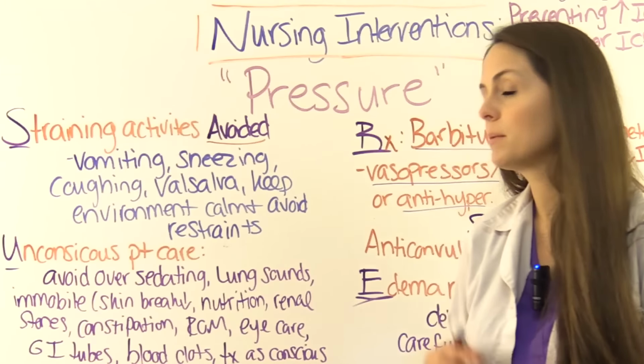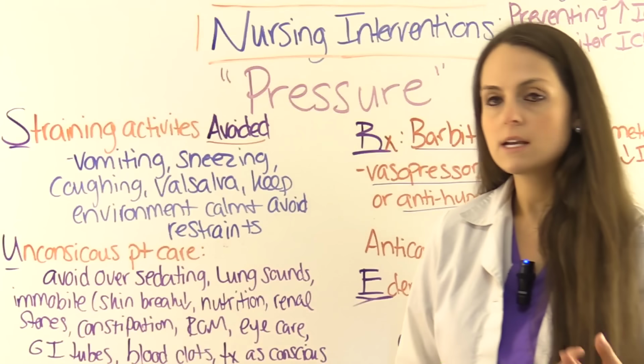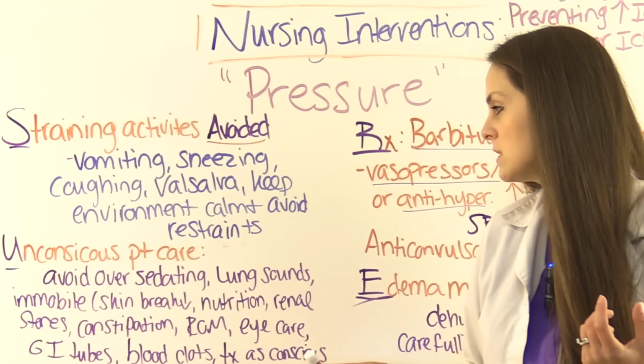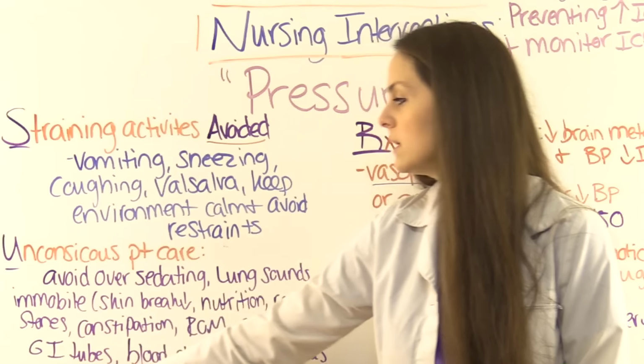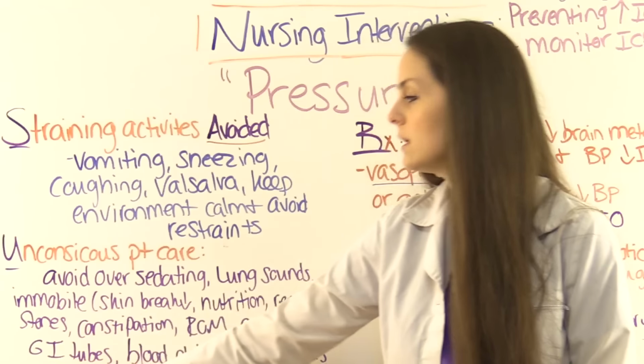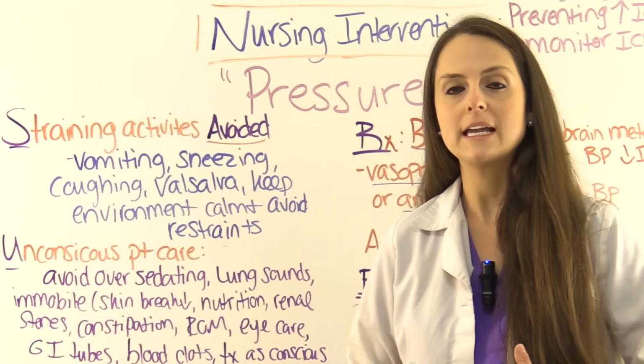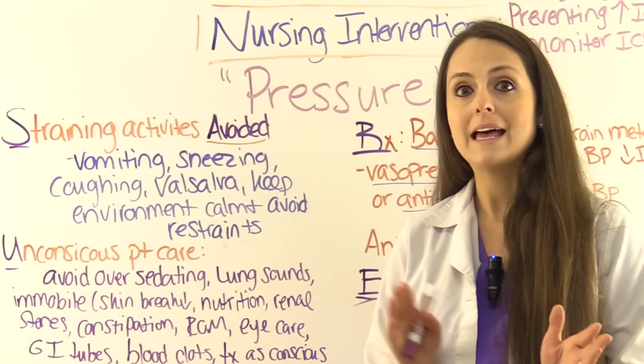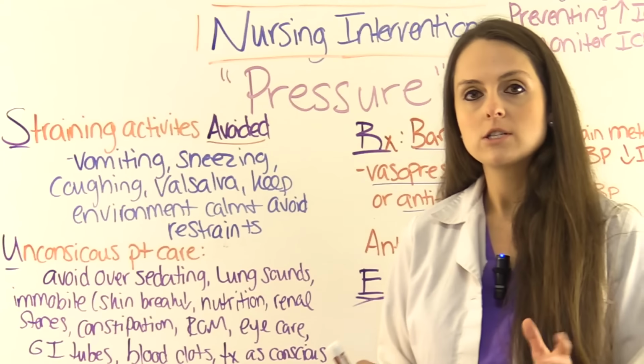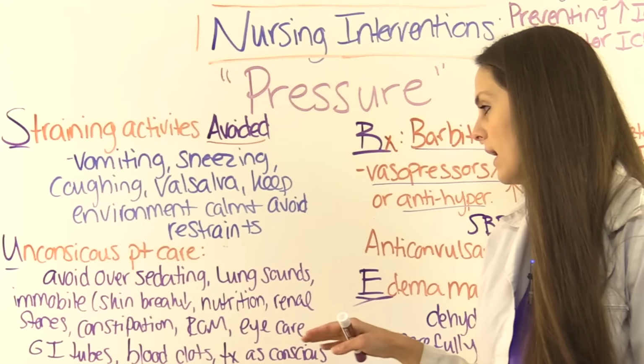And they're going to be immobile, so they're at risk for skin breakdown. Their nutrition is at risk, so they'll probably have a GI tube where you'll have to maintain feedings, and you'll want to be checking for residuals on that, making sure that they're having proper gastric emptying, where it's usually less than 100 milliliters. Always check with your facility's protocol on that.